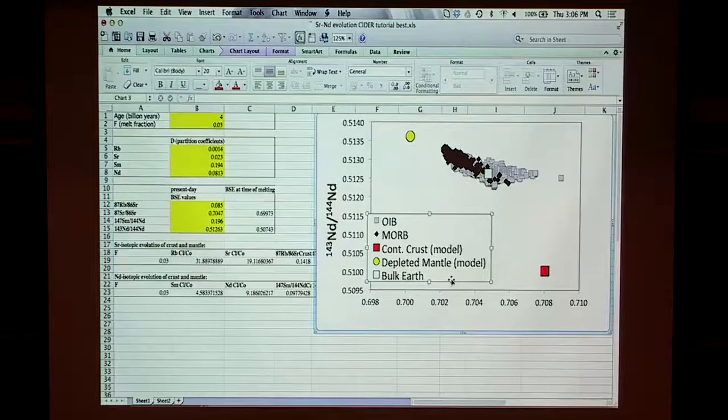And in fact, 40% of the heat-producing elements in the Earth are in the continental crust. So 40% of those heat-producing elements is in 0.5% of the mass. The system's extremely efficient.